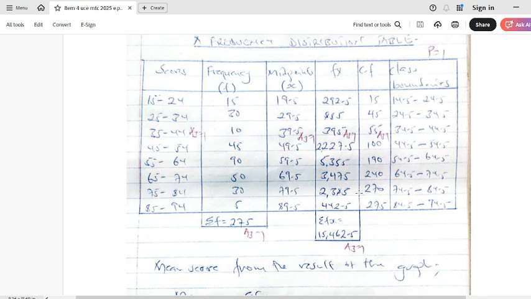Actually, look at it like this. This last figure here should be the same as the figure there. Okay? That means your cumulative frequency is right.